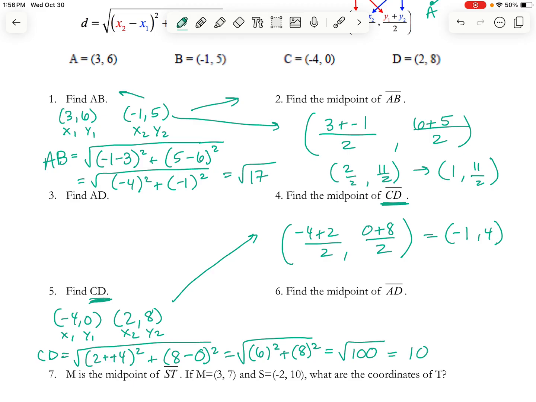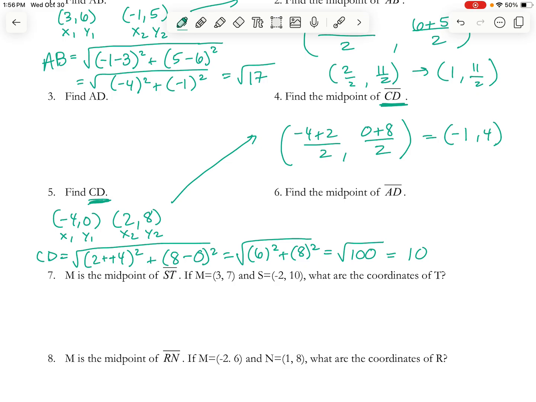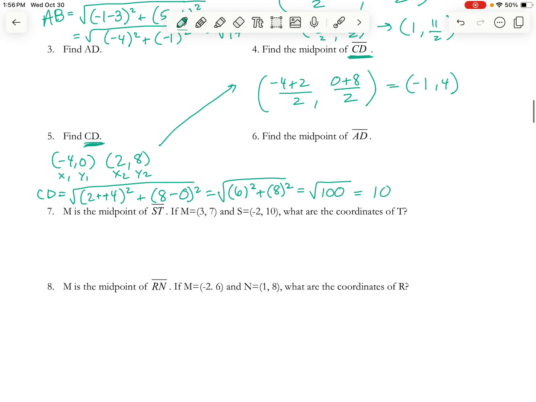Okay, so those are one midpoint and one distance formula. We are going to now try out these two below, a little bit different. It says M is the midpoint of ST. If M is (3, 7) and S is (-2, 10), what are the coordinates of T?